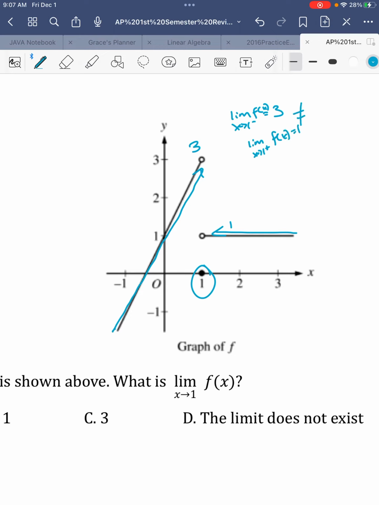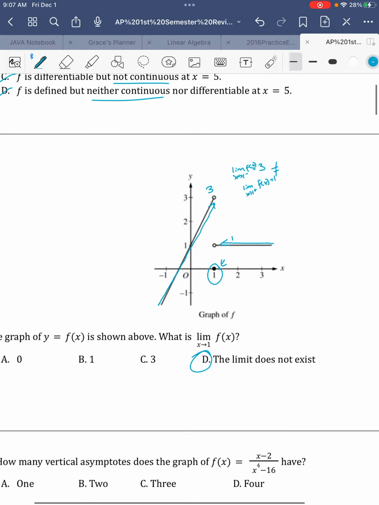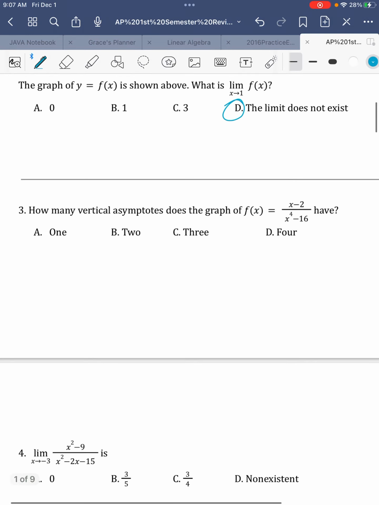Because these limits are not equal to each other, that means the limit does not exist. The point that's down here does not matter when we're talking about the limit. The limit has nothing to do with the actual point. It's about what it approaches from both sides.